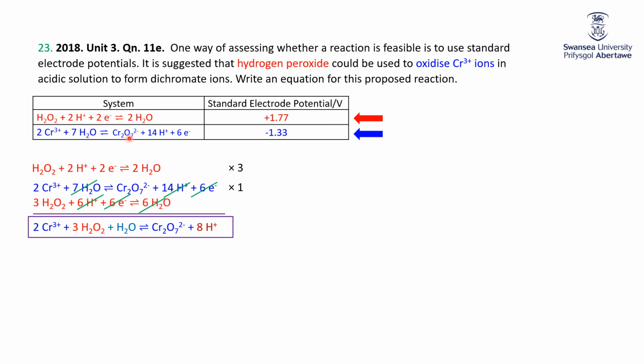There's the Cr2O7 2 minus there, and again cancellation out for the H pluses. We had 14 H pluses on the right. From the reduction, 2 times 3 or 6 H pluses on the left, 6 on the left, 14 on the right, all balances out to 8 on the right.